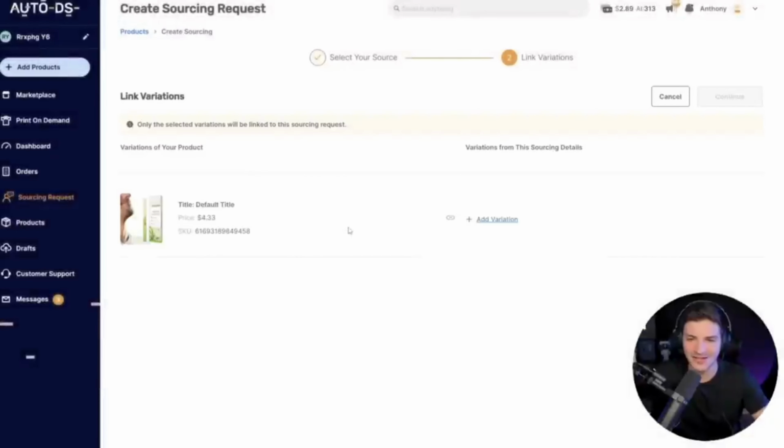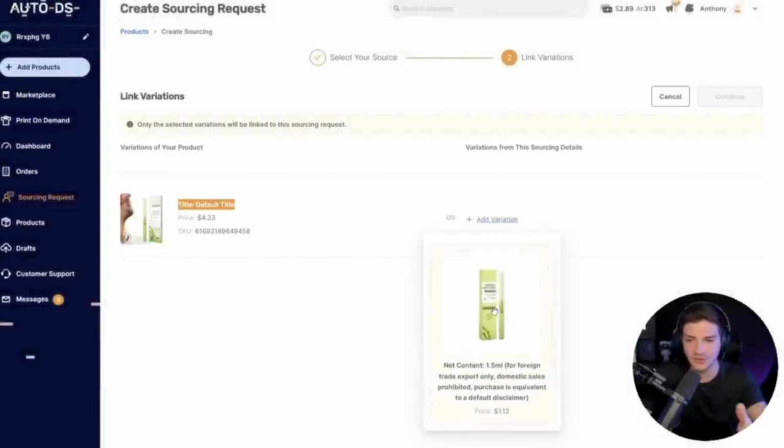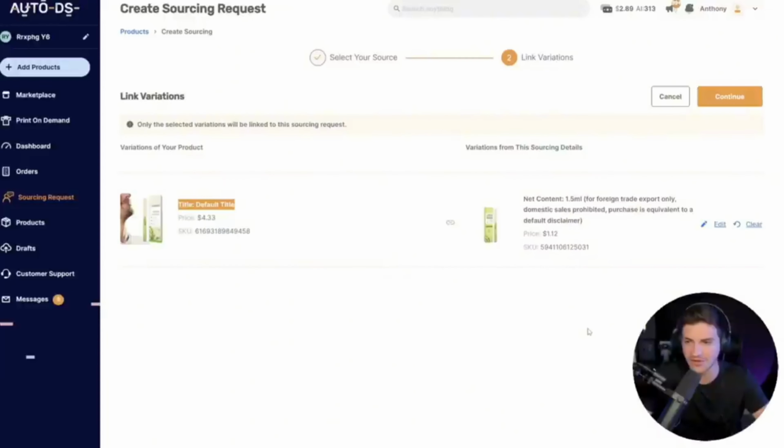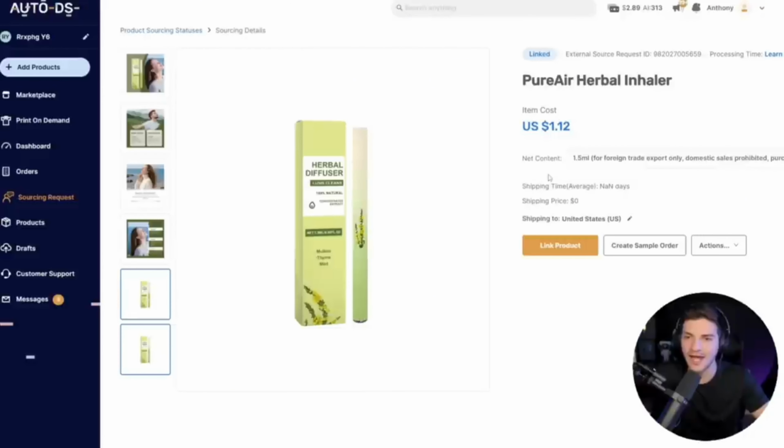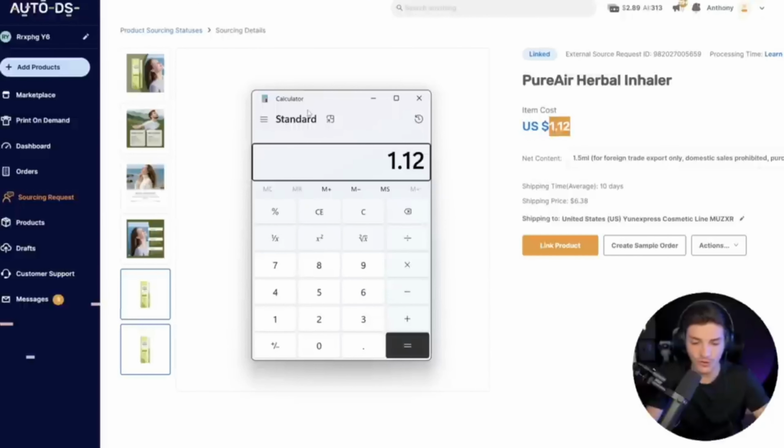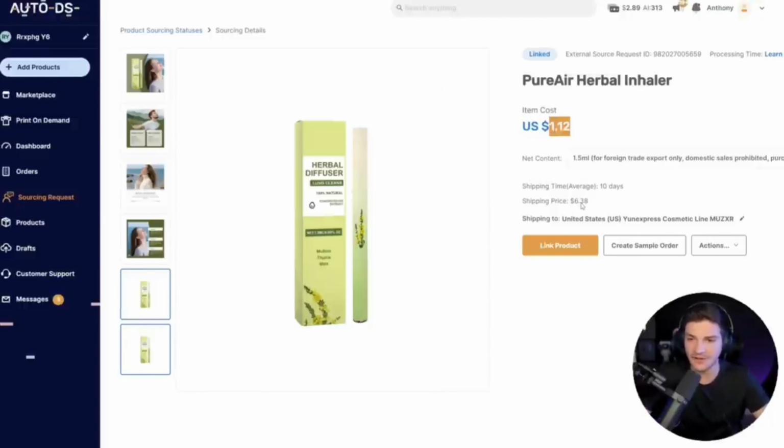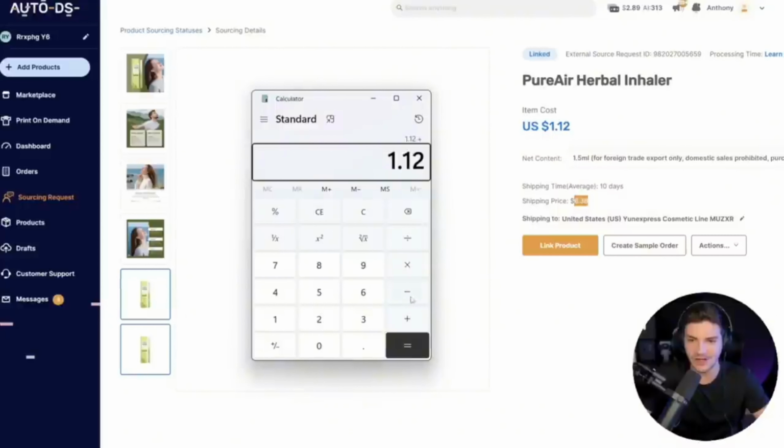So we're going to click select product now, and now we can link the product from our store to the one from AutoDS, and now they're going to take over the product for us essentially. And now we have a new quote for our product. So this is important here. We want to calculate our new cost of goods. So this product is $112, but we also have another $638 shipping. So $112 plus $638, which means one of these products is $750.